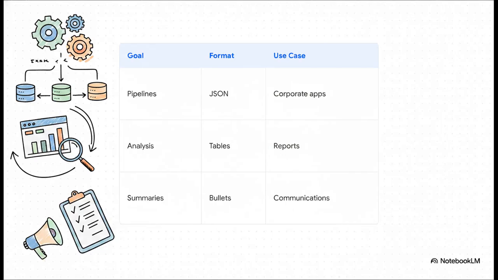And rounding out our top 5 is forcing structured outputs. Listen, in production AI systems, we absolutely have to have machine-readable formats. If your output goal is feeding a data pipeline, you command the AI to output strictly in JSON, so you can seamlessly integrate it with your corporate apps. For data analysis, you command it to generate tables for structured reports. And for executive summaries, you lock in those bulleted lists for standardized internal communication. Forcing these specific formats is not negotiable for true, large-scale corporate deployment.